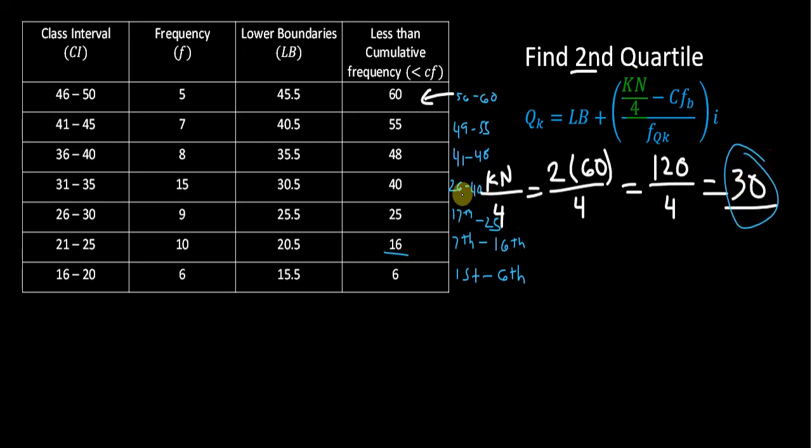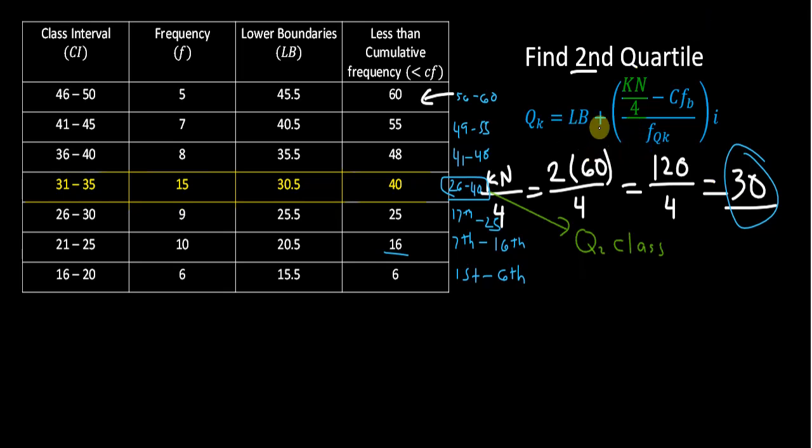Hanapin natin. Nandito siya sa 26 to 40. Ito yun. Nasa loob siya ng 30. So, ibig sabihin, itong line na to, highlight ko, nandito yung quartile 2 class. Okay, so nahanap na natin yan.